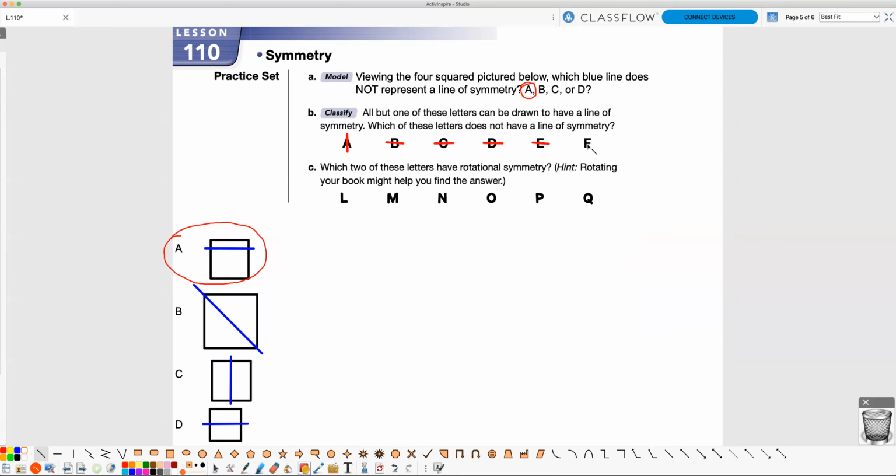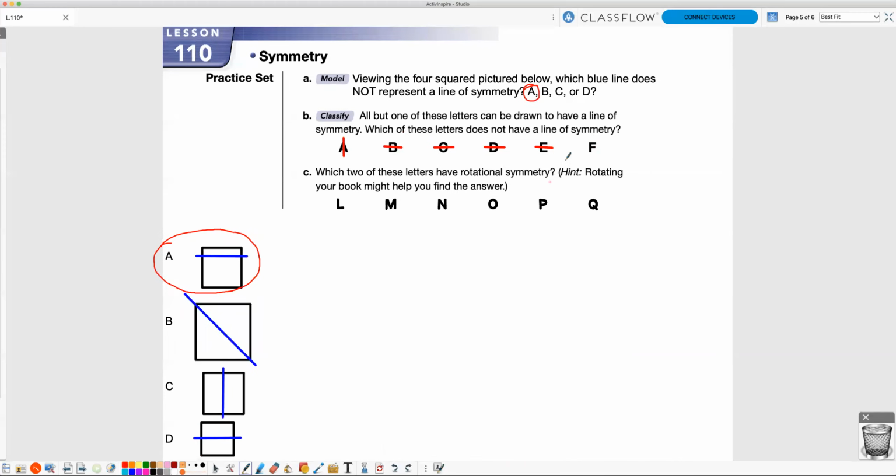Letter F, I don't see any place where I could draw a line. You see this doesn't have the same on the top and bottom there, so that won't work. I can't draw it right here because there's no mirror image of it on this side. Going this direction, I don't see anything working that way. This almost works, but no, it doesn't because there's no mirror image on the other side. So letter F is the best choice for the answer. That one does not have a line of symmetry.